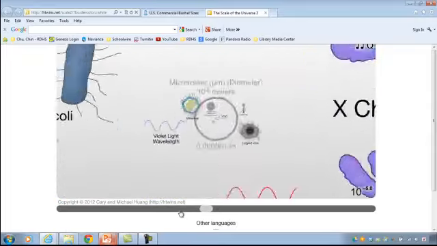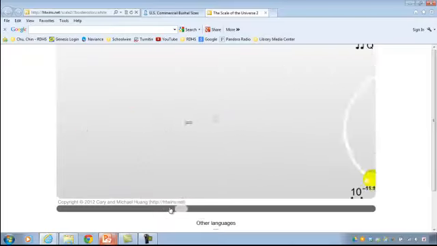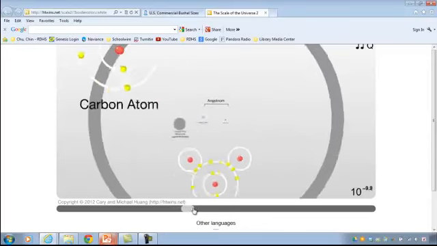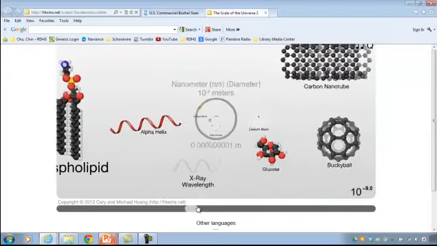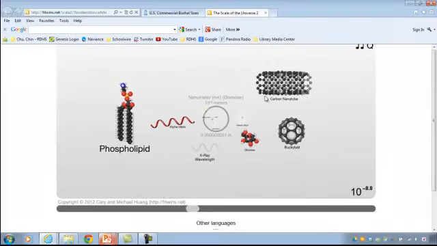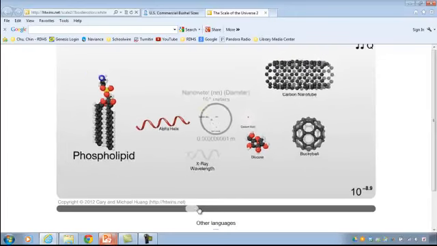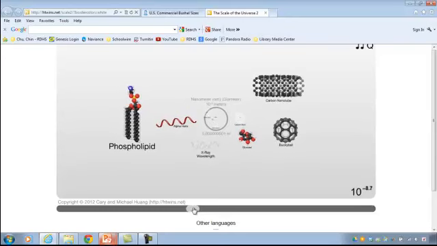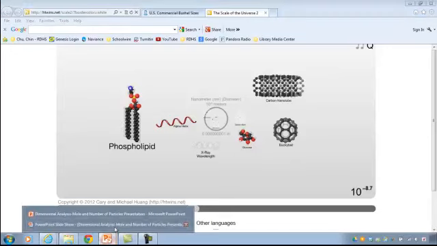Let's drag all the way down to the molecules. So it's about 10 to the negative 10th, and this is the carbon atom, and these are the structures. Okay? Those are the tiny scale we're talking about. I just want to give you a sense of that. You can come back and play it over and over again.